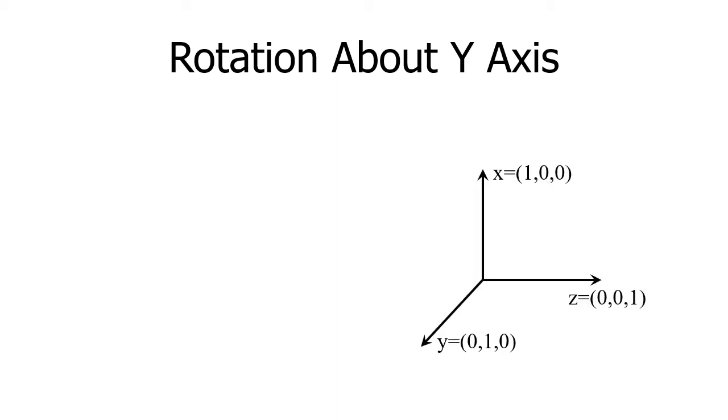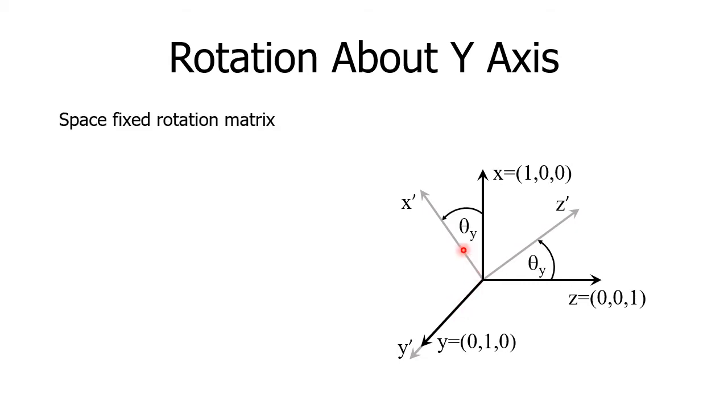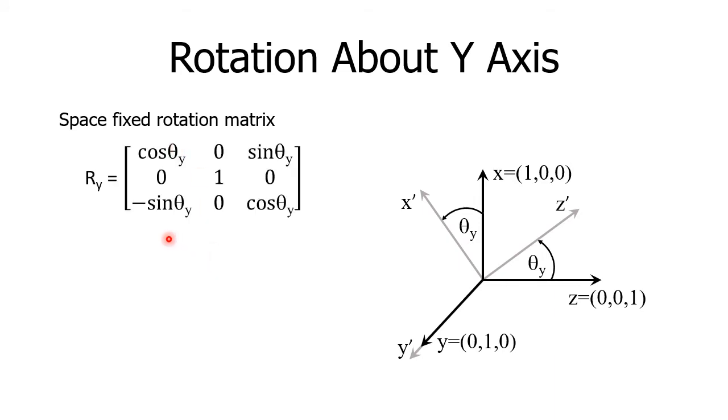This is the second rotation matrix about the y-axis. Here is the base frame, x, y, and z. This is the rotated frame about the y-axis by angle theta y. The space-fixed rotation matrix is given below.